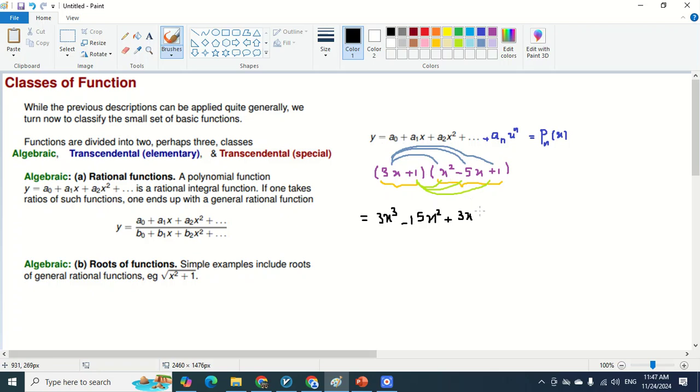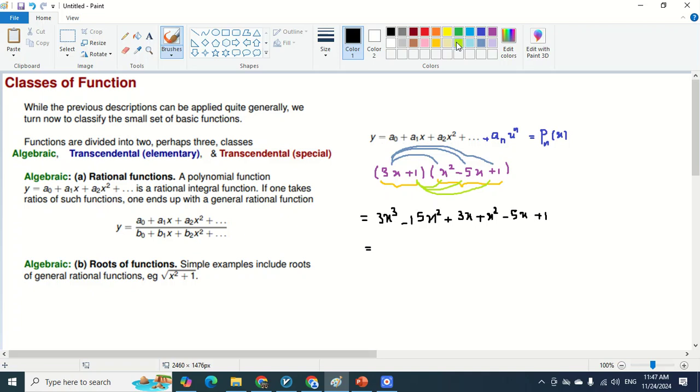1 times x squared gives you x squared. 1 times x squared will be x squared. Then 1 times minus 5x gives you minus 5x, and 1 times 1 gives you 1. So we have this expression. At the end of the day, we can simplify them and write it together.